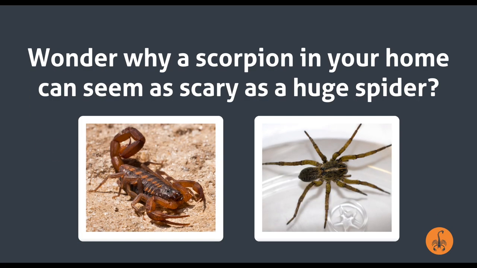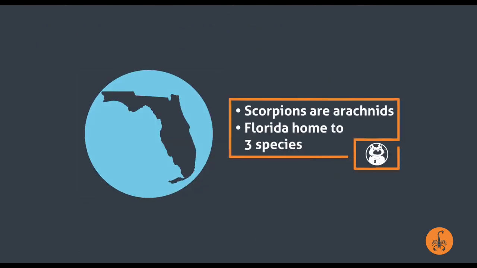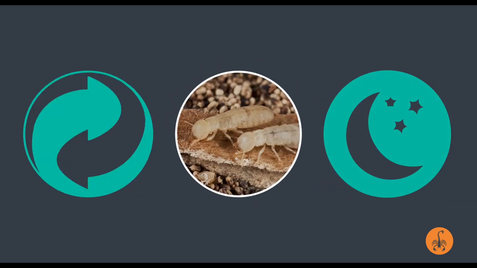Wonder why a scorpion in your home can seem as scary as a huge spider? Maybe it's because they're related. Scorpions are arachnids. Florida is home to 3 species, but thankfully none of them have fatal stings. They feed only at night and eat a variety of insects, including termites, making them a natural form of pest control.